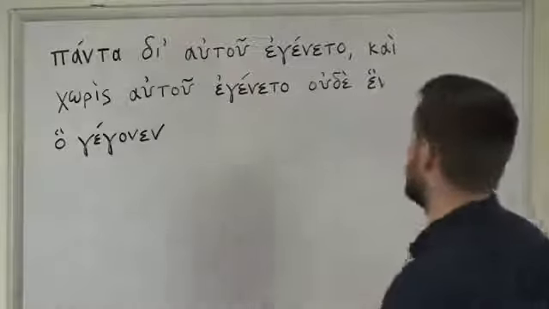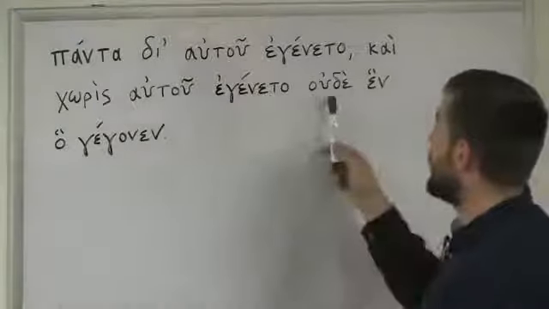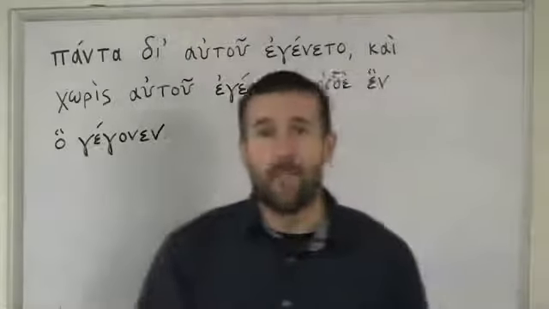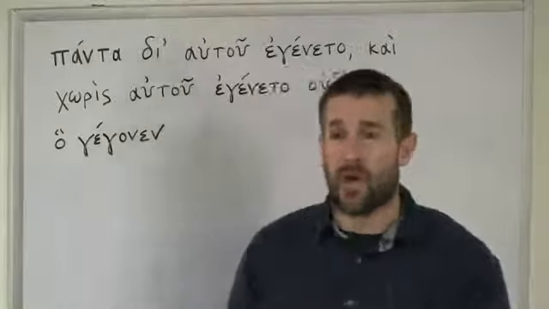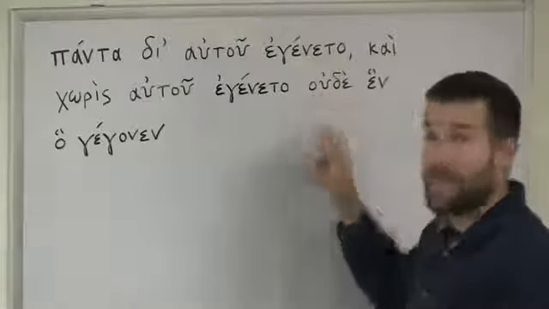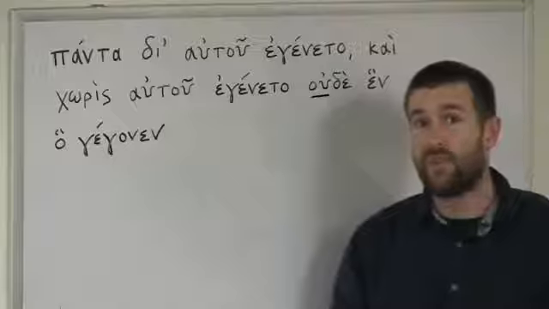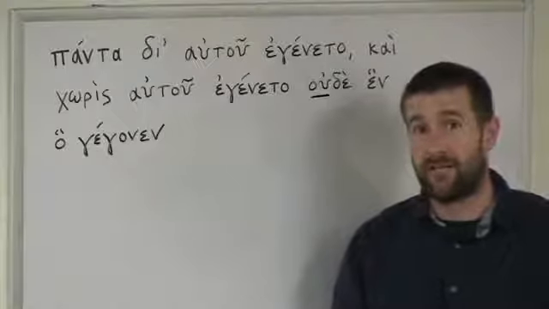And let's talk about that last part there. First of all, to understand the word ουδέ, understand that it is a compound made up of two smaller words. You see, these two letters by themselves, ou, that is the word not in Greek.